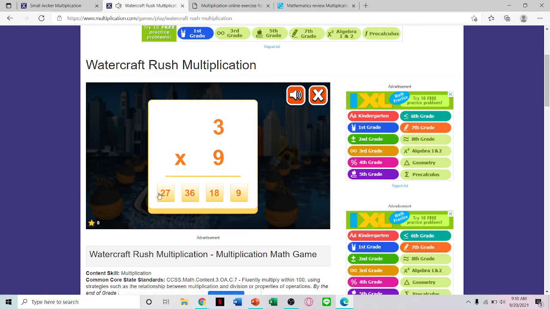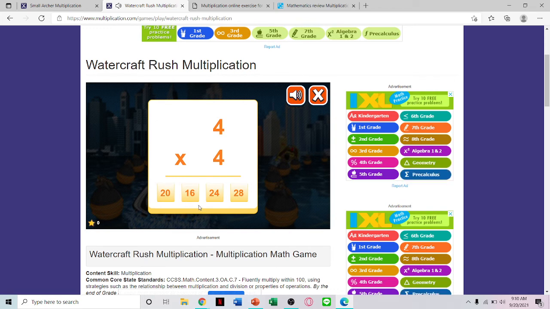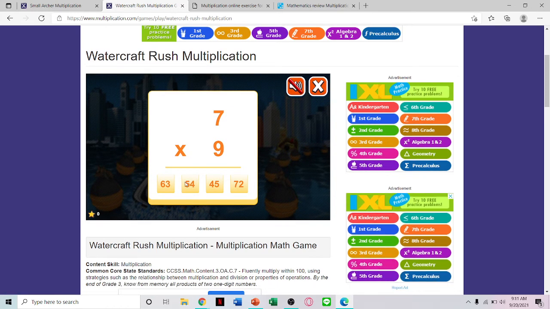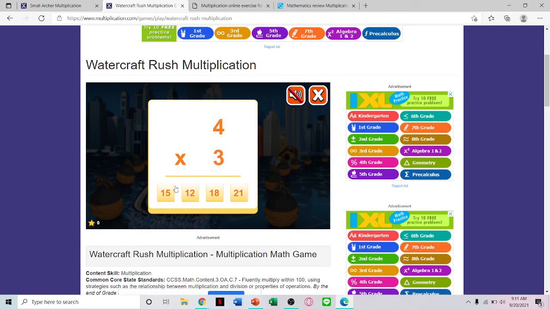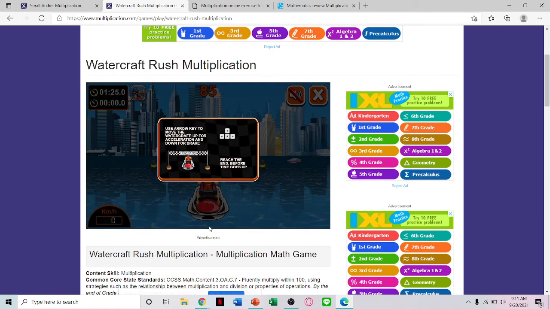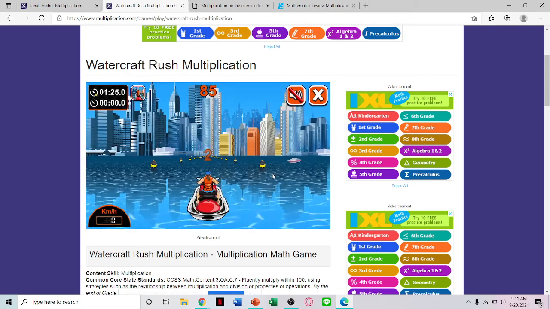27. 21. 53. 12. 16. 45. 25. Use the arrow key. Okay, let's drive now.